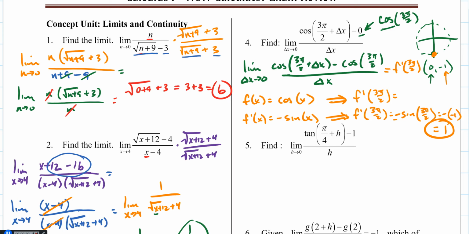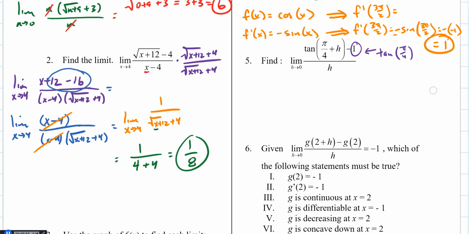Number 5. Same kind of idea. That almost looks like the difference quotient, but once again we have that. Well, if we want that to be the difference quotient, it would have to be the tangent of pi fourths. Once again, if we think about the unit circle for a second, pi fourths is right here. That ordered pair is rad 2 over 2, rad 2 over 2. And then the tangent is the ratio of sine over cosine. So it's really rad 2 over 2 over rad 2 over 2, which is 1.